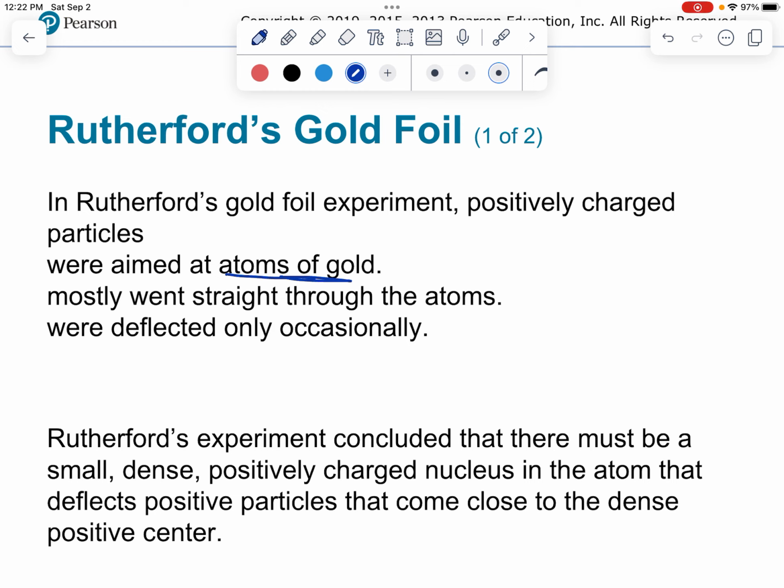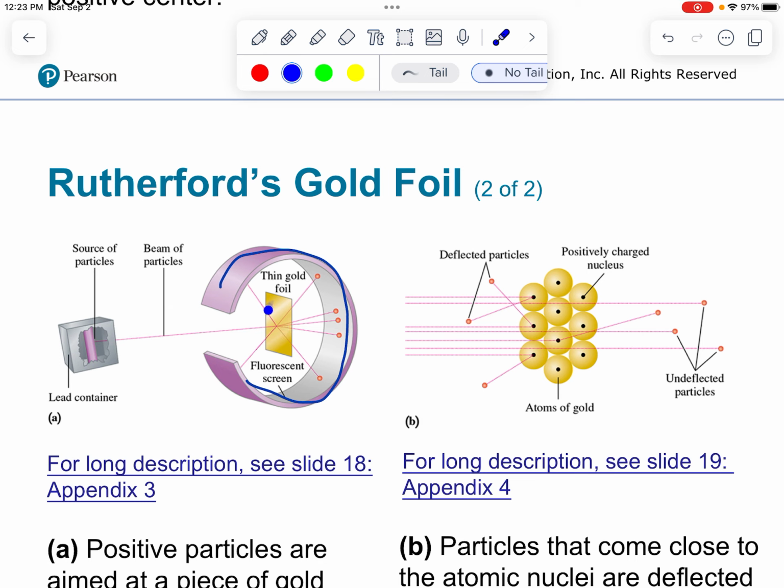But what he found out was, what he discovered, so here's the detector. Here's the thin foil. This is the generator of the alpha particles, and he's bombarding the thin foil with these alpha particles. And when they hit something that's not dense, they pass through. If they come close to something dense, the path of the particle bends a little bit, and if it hits something square on, it bounces back.